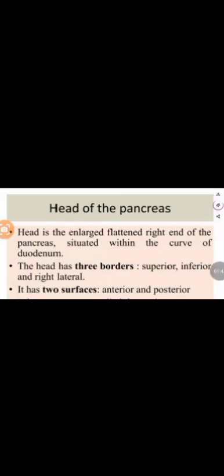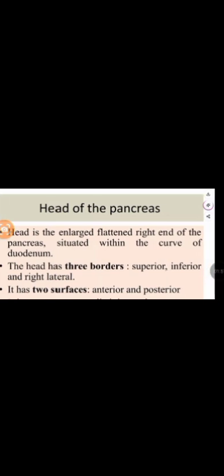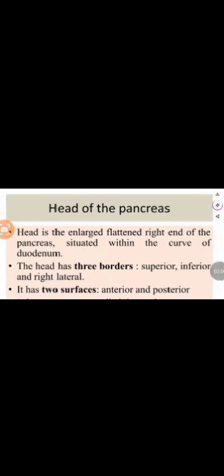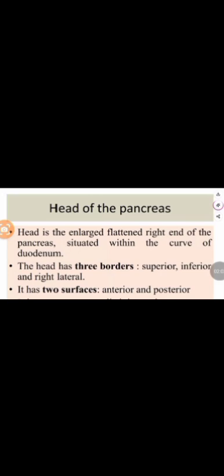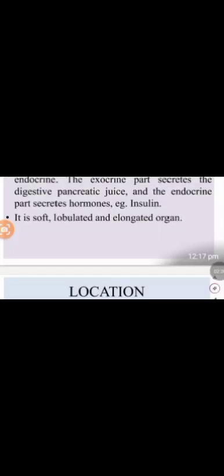Next, the head of the pancreas. Head is the enlarged, flattened right end of the pancreas, situated within the curve of the duodenum. It has three borders: superior, inferior and right lateral border. It has two surfaces, anterior and posterior surface. It has one process called the uncinate process, which projects from the lower and left part of the head towards the left.